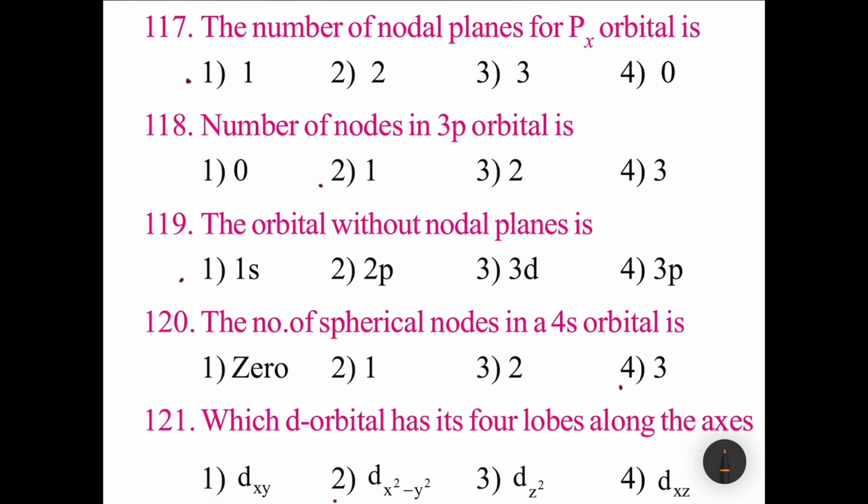The number of nodal planes for a px orbital is, for px orbital, yz is the nodal plane. So there will be one nodal plane.